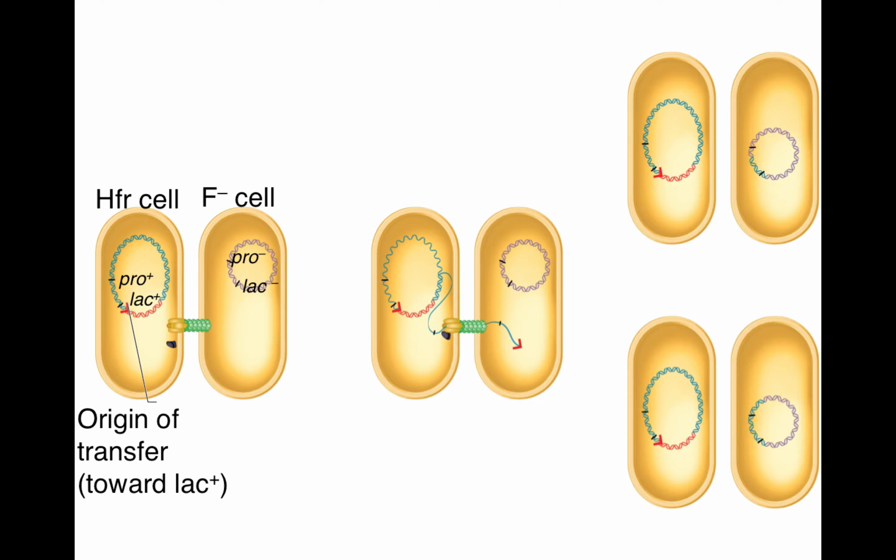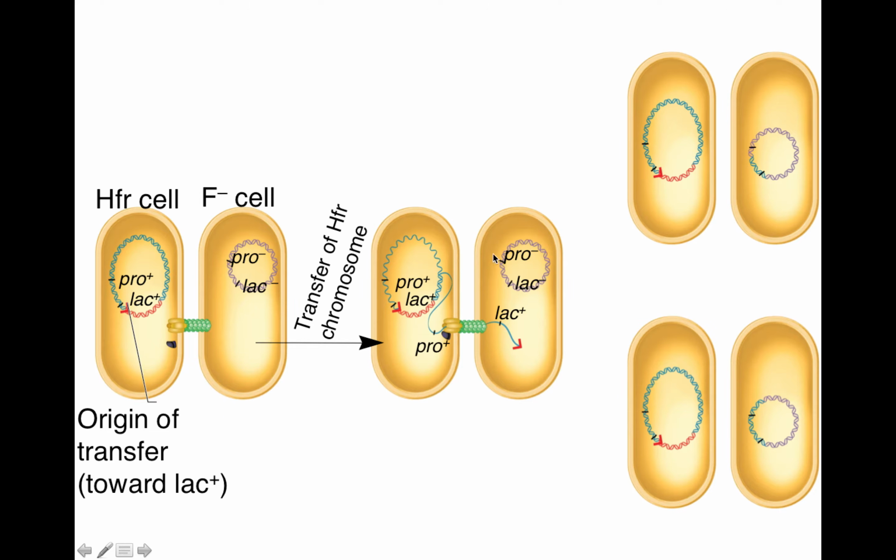Okay, what happens when you have conjugation between an HFR strain and an F- strain? An F- strain, remember, has no F factor at all, and an HFR cell is one with the F episome integrated into the bacterial chromosome. The origin of transfer now is part of the bacterial chromosome. So when it transfers, it may end up taking some of the host chromosome with it. When you start to transfer the chromosome, you can transfer some of the bacterial genes along with it.